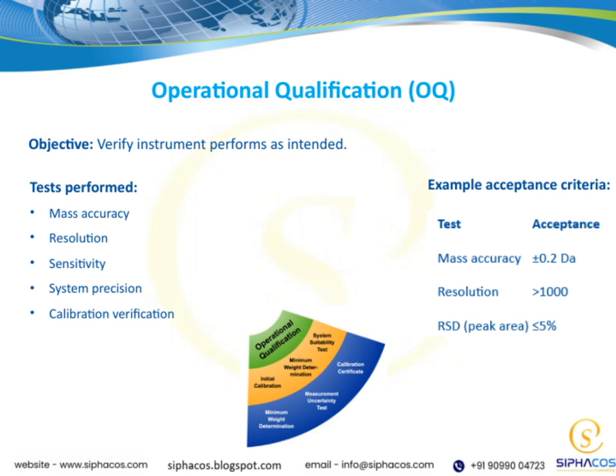Resolution tests confirm that the instrument can distinguish between different signals effectively. Sensitivity assessments help us understand how well the instrument detects low levels of analytes. System precision checks verify the consistency of results over multiple runs. And calibration verification is essential to confirm that the instrument remains properly calibrated over time. All these tests together form a comprehensive validation of the instrument's performance, giving us confidence that it will deliver reliable data in our ongoing work. This step is fundamental in maintaining quality and compliance throughout the entire analytical process.